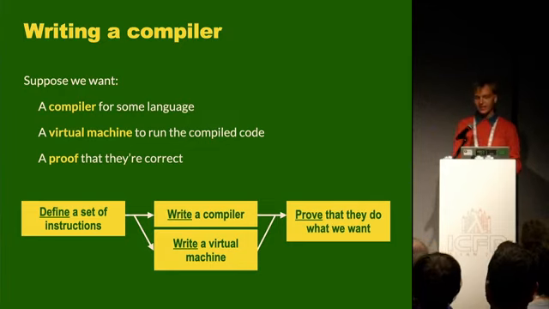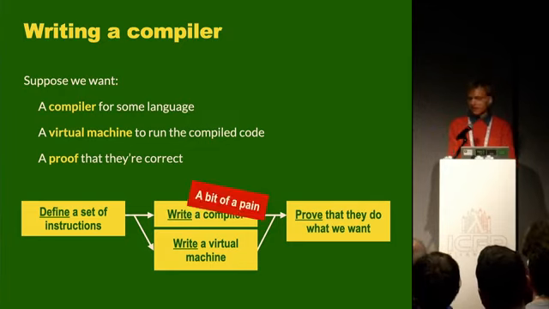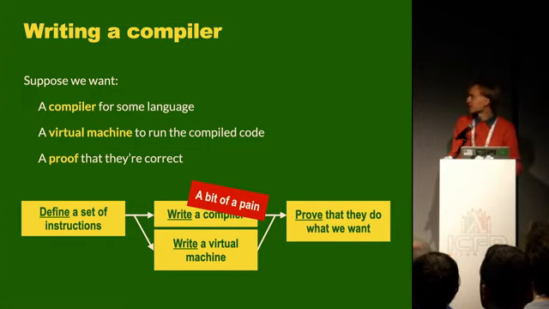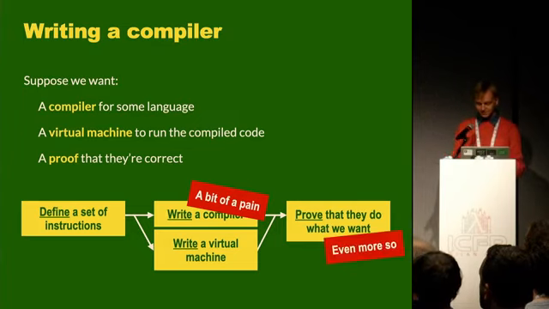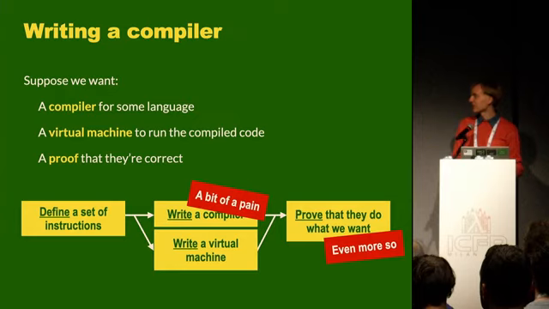The thing is that actually writing a compiler is a bit of a pain. Anyone who's written a compiler before probably will know this firsthand, that it can be a tricky thing to actually write one. And proving that it's correct is even more of a pain. I've never proved a compiler by hand before, but it doesn't seem like a very fun thing to do.